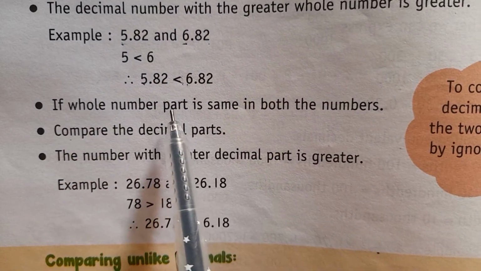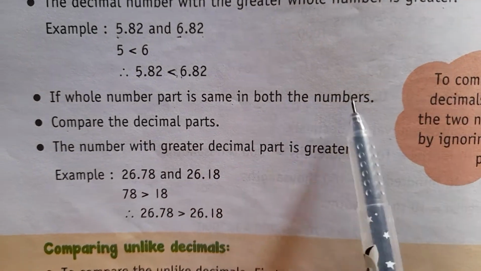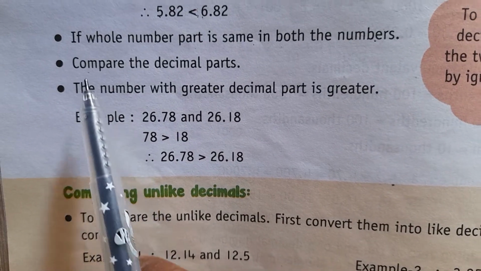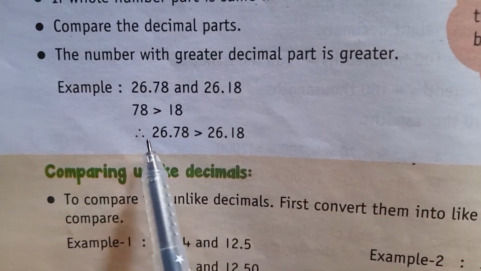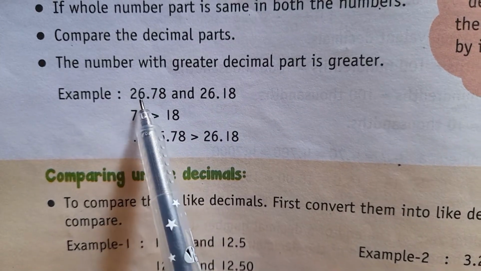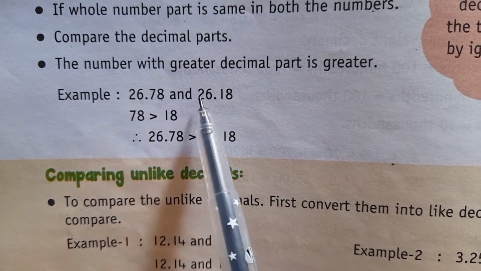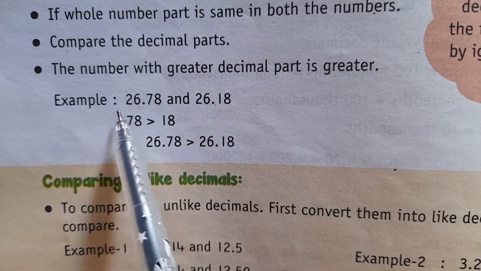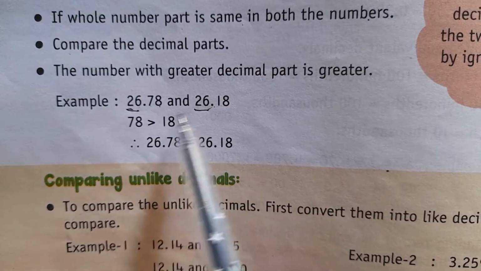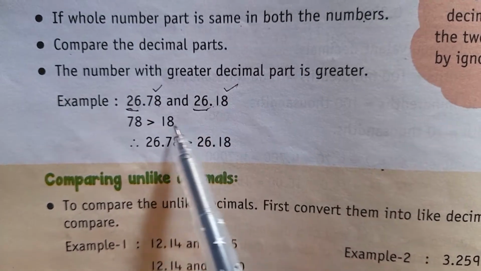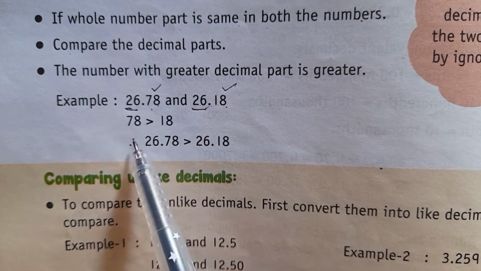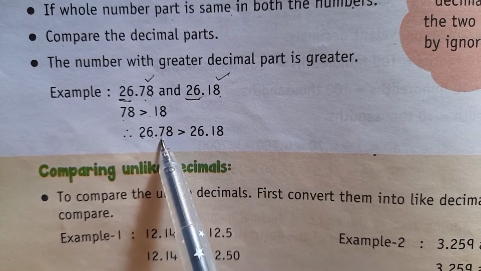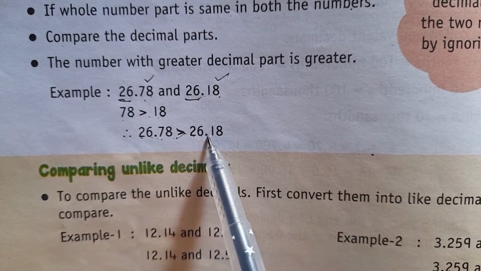If the whole number part is same in both the numbers, compare the decimal parts. The example is given: 26.78, 26.18. Which one is greater? 26 is same. Then we need to check the decimal part. Which one is greater? 78 is greater. So 78 is greater than 18. So 26.78 is greater than 26.18.